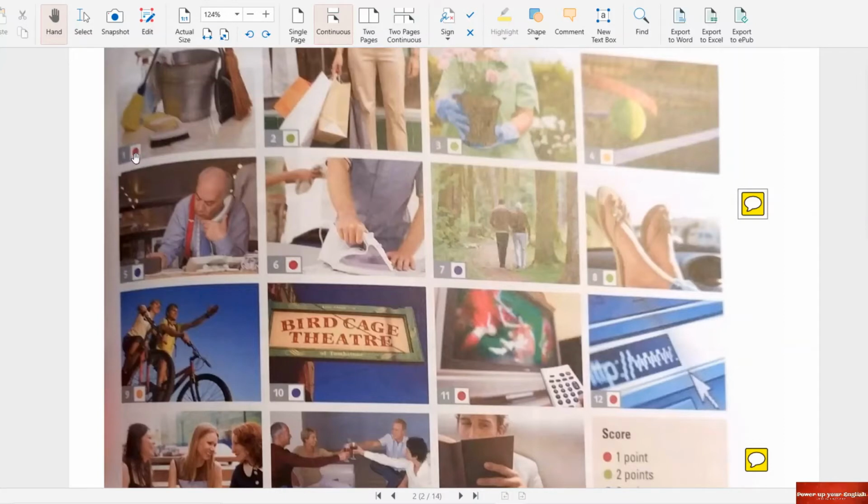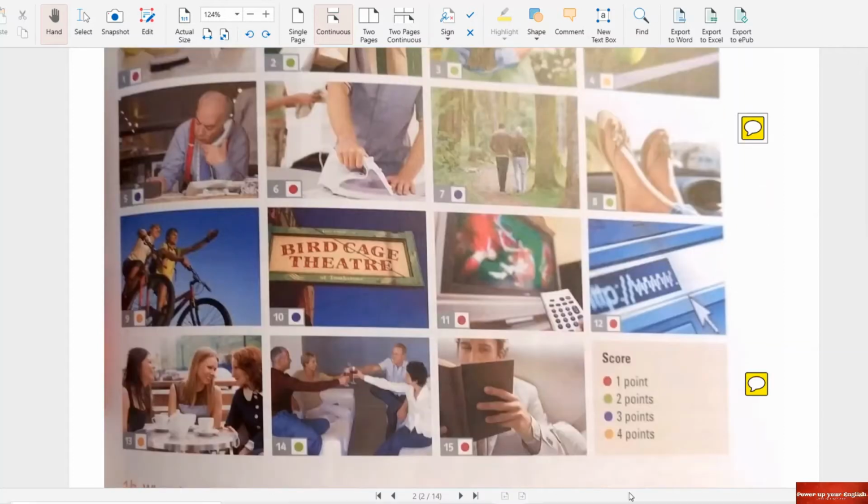So number 1 is red. So is number 6, and number 11 and number 12. Whilst, for example, number 2, 3, and 8 have a different color, green. And here you have your score. So the red images are worth 1 point. 2 points for the green, 3 points for the blue, and 4 points for the orange.